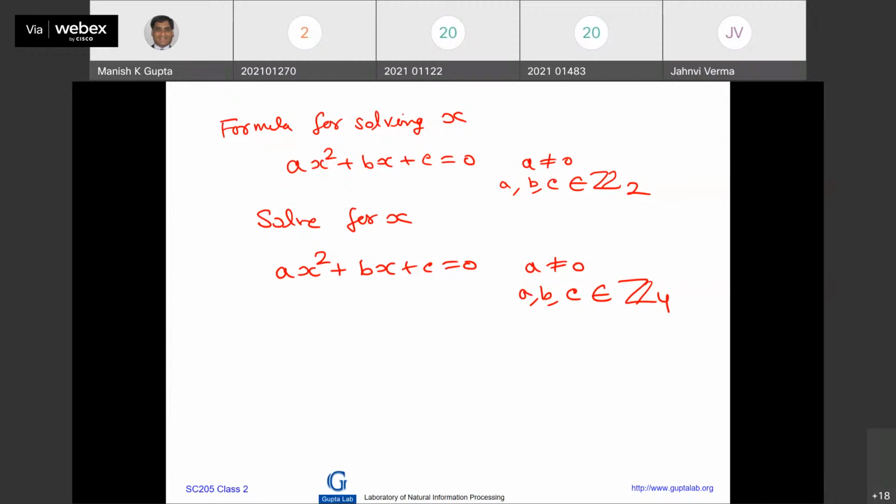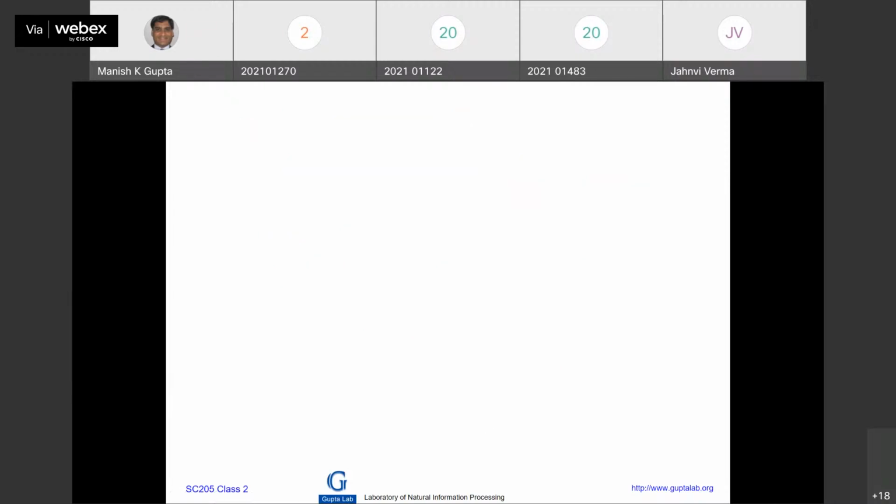I think so, are you able to draw the table for a field with 8 number of elements, or should I draw it here? I should draw it. Okay, so now we look at how to construct a field with 8 number of elements.